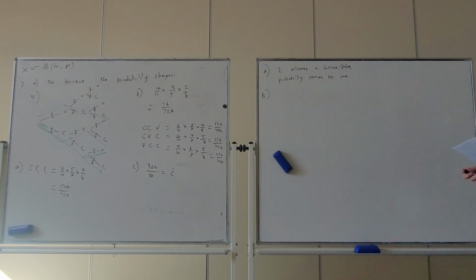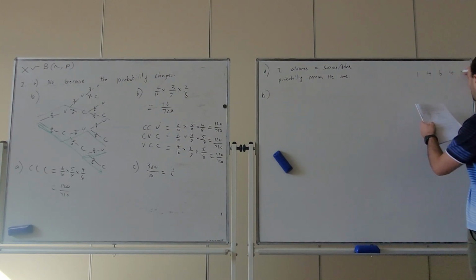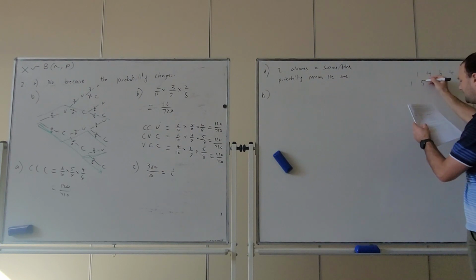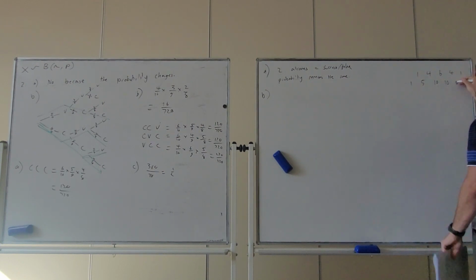I'm just going to draw up on the board the 4th row and the 5th row, and I'll show you how to generate the 6th row. So we've got 1, 4, 6, 4, 1, and then we've got 1, 5, 10, 10, 5, 1.